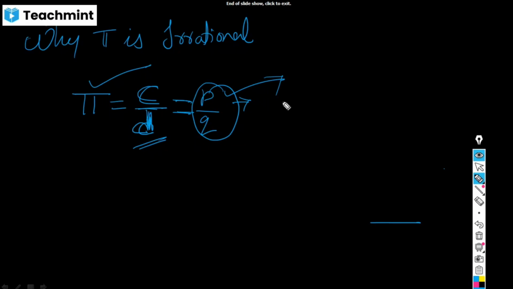Up to here I have told yes. We are going to get 3 point something something. We are going to get innumerable decimal places, and it is continuous. It's not going to end. But there should be a reason, right? Why is it like that?